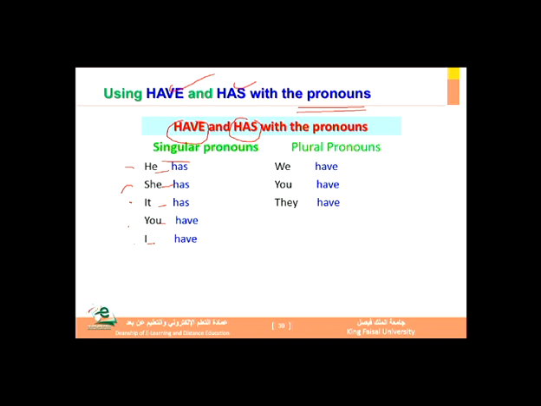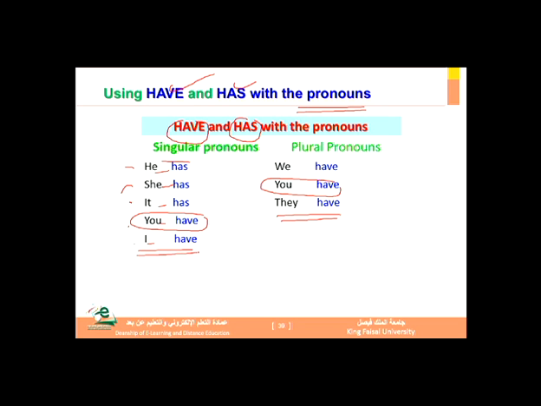While when we use the pronoun you, whether it is about singular or about plural, it always takes the form have. So you have, you have. Plural pronouns like we and they also have the verb have rather than has. So we say we have a lecture, we have a house, we have a flat, we have books. They have a house, they have, for example, a car, and so on and so forth.